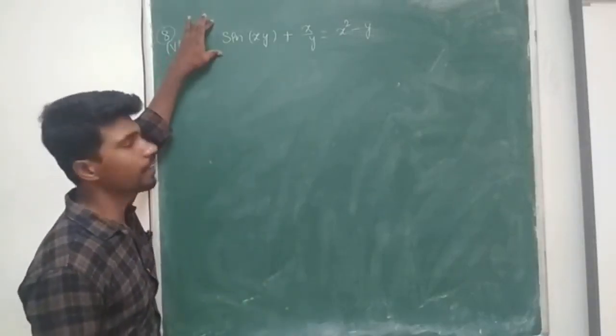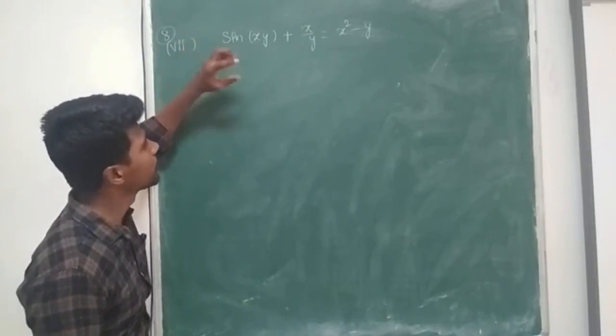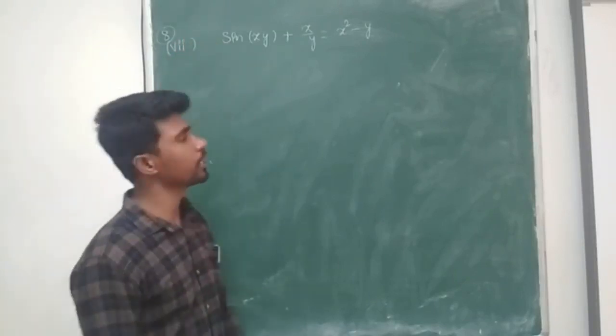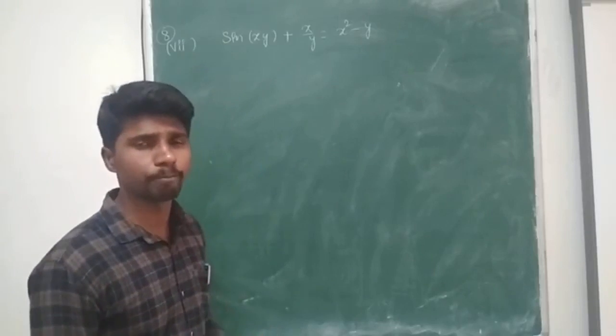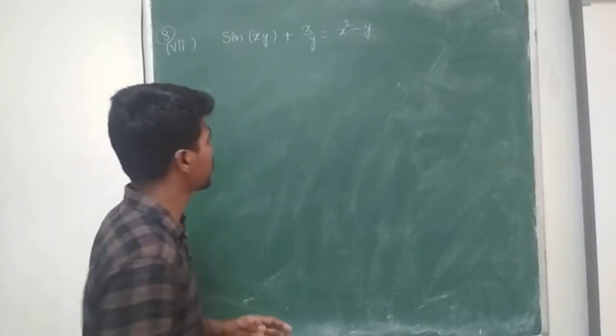Differentiate the given implicit function with respect to x. We have seen differentiation with respect to x and with respect to y. It's a little bit of confusion we may have, so where we may get confused.